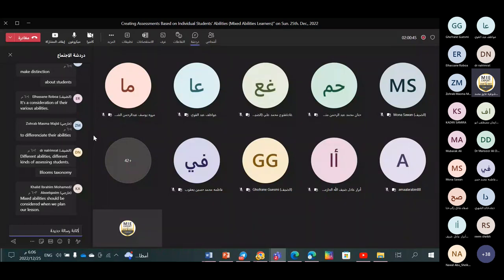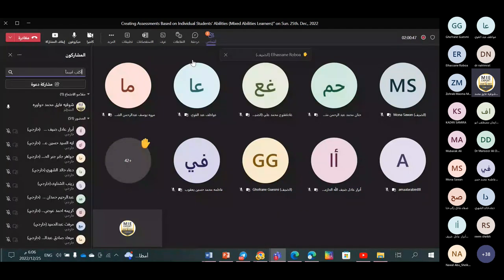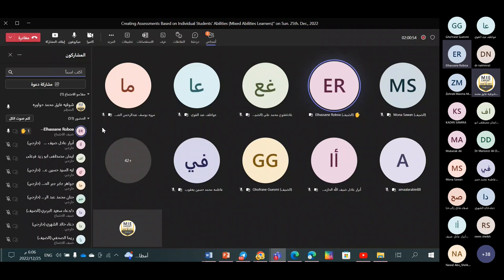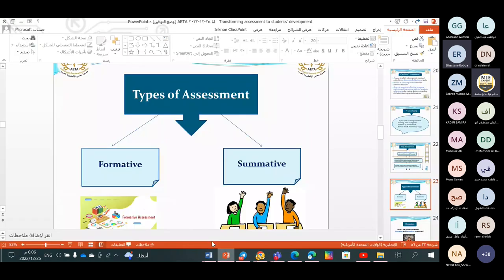Yes, there is Al Hassan. Yes, you can go ahead, please. Yes, the first one, the formative, we use it when we build the lesson, and it's different steps. The summative, we use it at the end of the lesson when we finish.